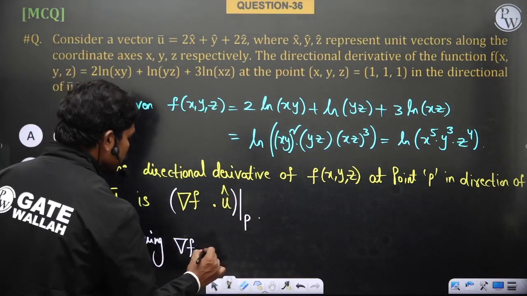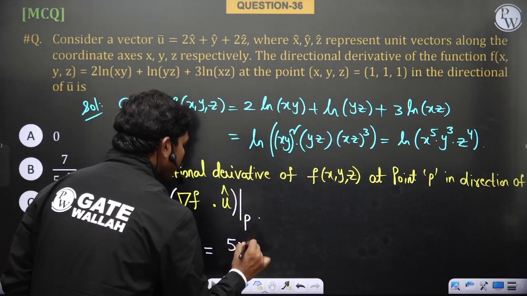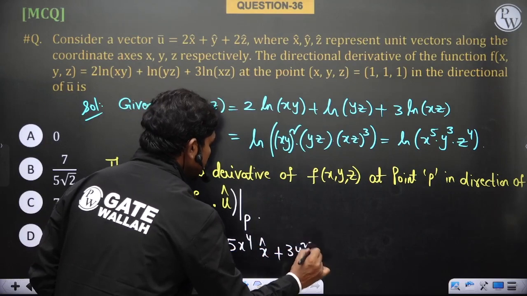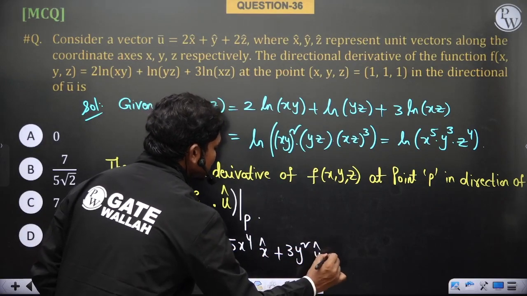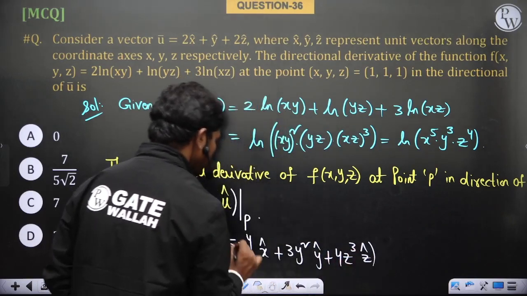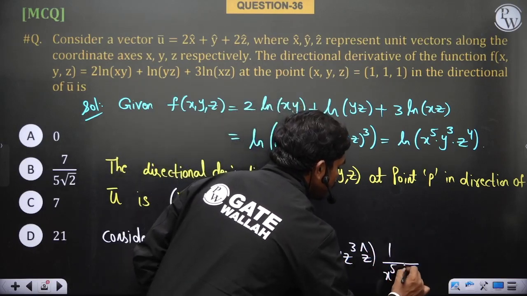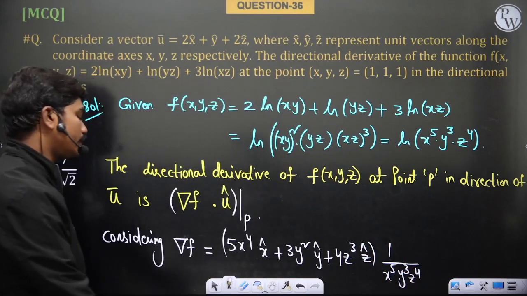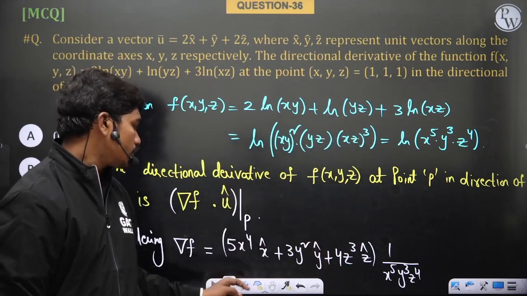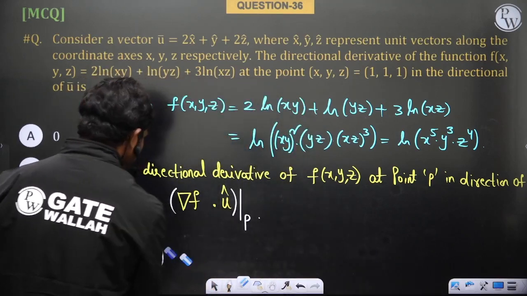Considering the gradient of f, differentiation of this term gives 5x power 4 x cap plus 3 y squared y cap plus 4 z cubed z cap, divided by x power 5 y cubed z power 4, because if you take the logarithm you get x power 5 y cubed and z power 4. Oh sorry, we have some small correction here. Maybe I'll do it on the next page because the spacing here is a bit less.